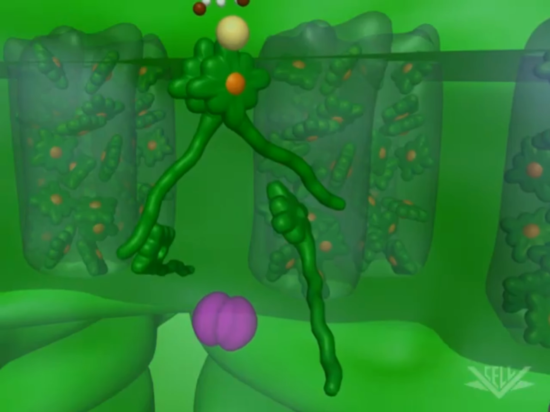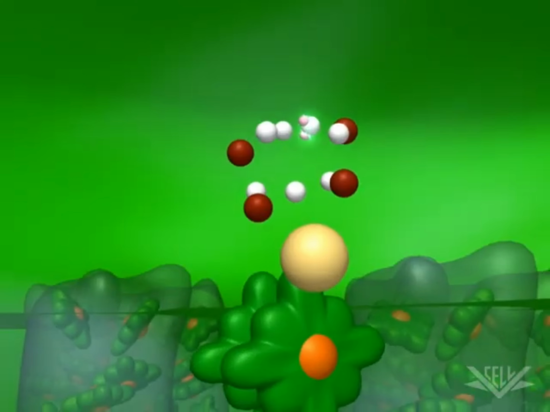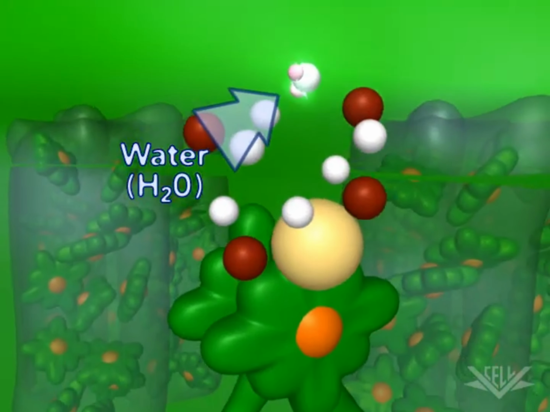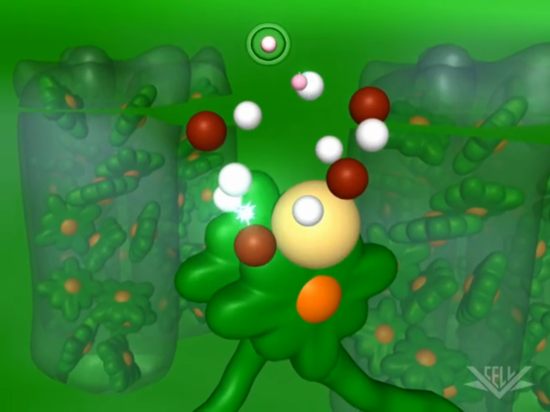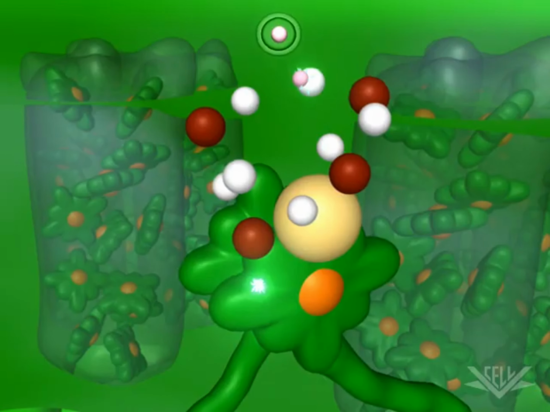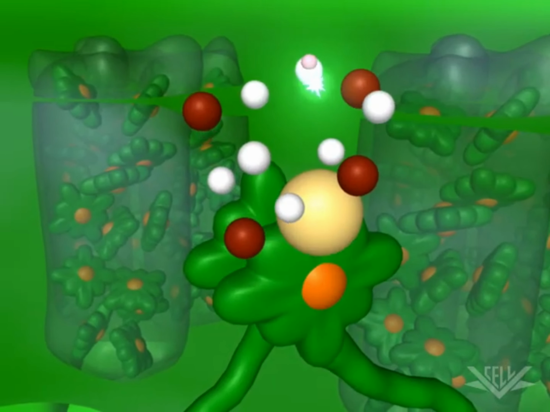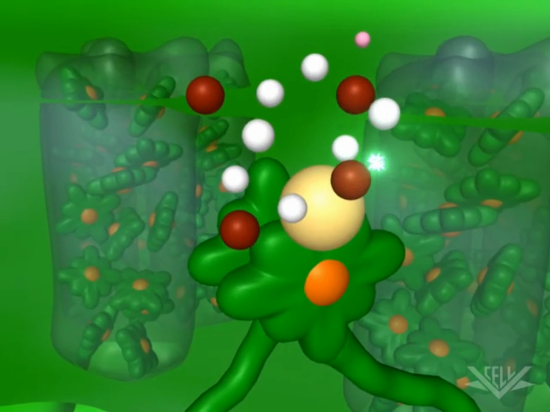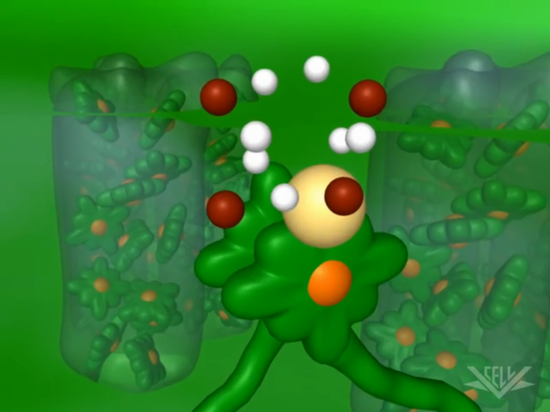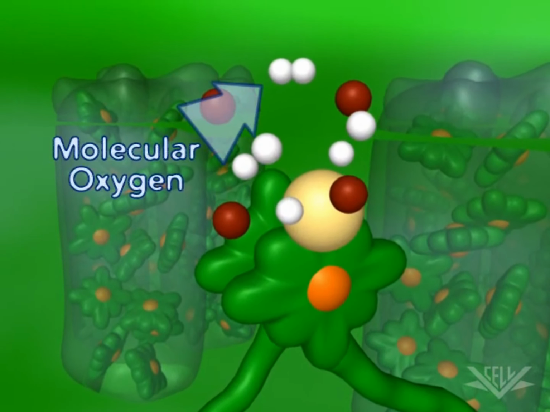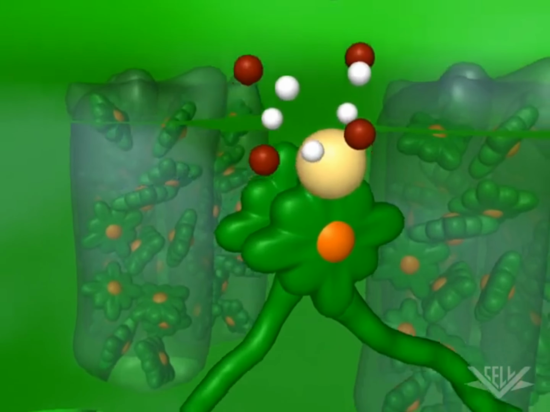The 2 electrons lost from photosystem II are replaced by the splitting of water molecules. Water splitting also releases hydrogen ions into the lumen. This contributes to a hydrogen ion gradient similar to the one created by mitochondrial electron transport. After 2 water molecules have been split, 1 molecule of molecular oxygen is created.